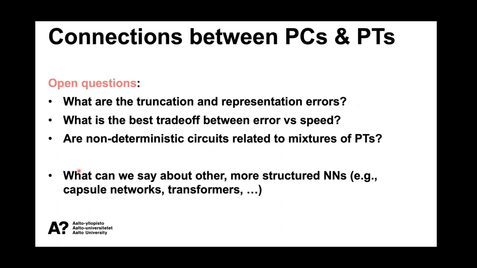Another question would be leaving this realm of probabilistic circuits and, more generally, thinking about more structured neural network architectures, because this is in the end what people use, like capsule networks and transformers and whatever. Usually the assumptions that people make when they look at asymptotics of neural networks are often very simple and don't really characterize the types of models that we use.